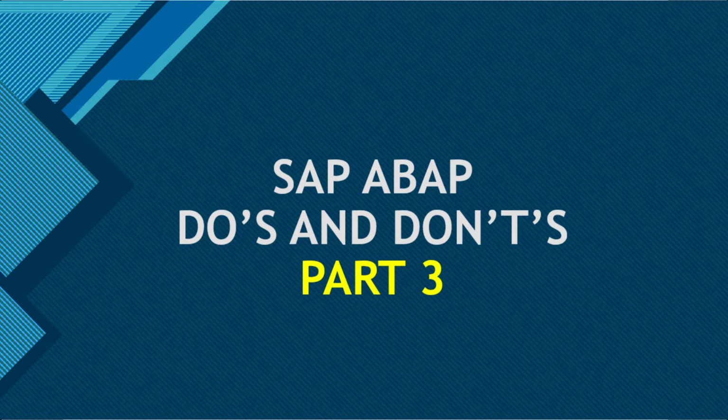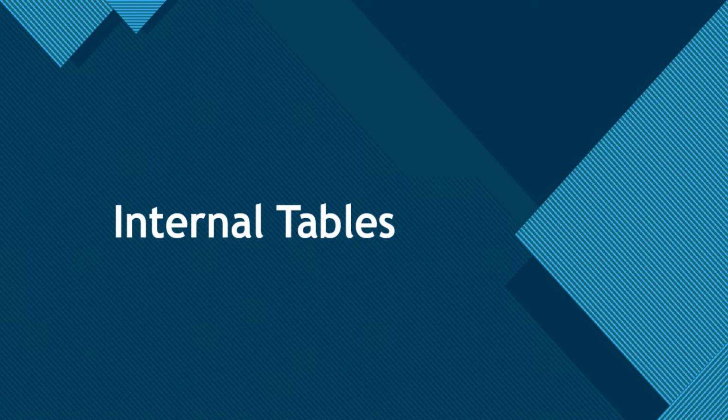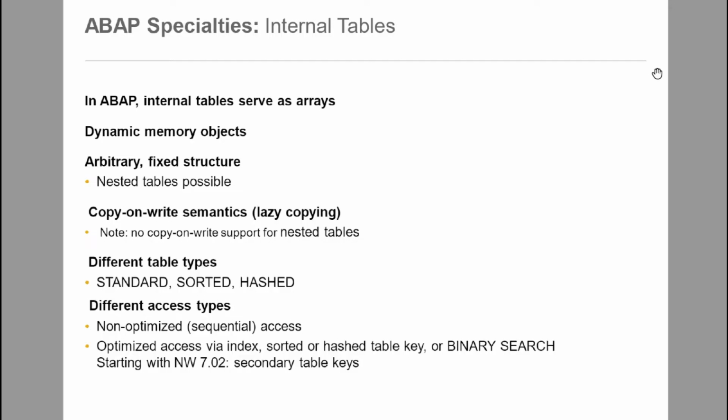In today's video, we will be talking about internal tables. So in ABAP, internal tables serve as arrays. So there are dynamic memory objects. So talking about arbitrary and fixed structure, the nested tables are possible. If we talk about copy on write semantics, you should note that no copy on write support for nested tables is available. There are different table types like standard, sorted, and hashed.